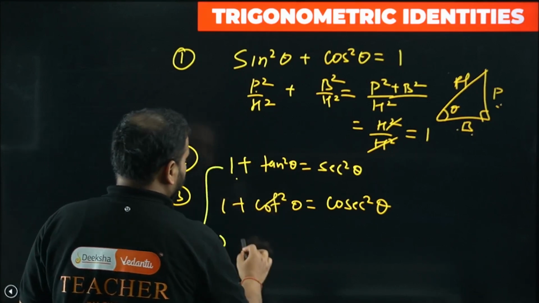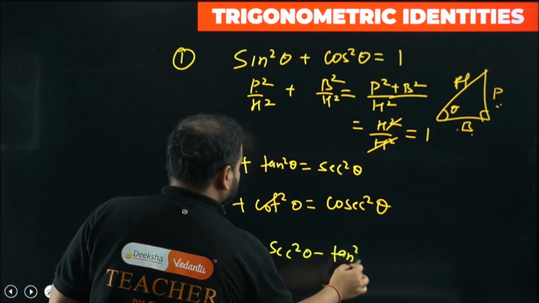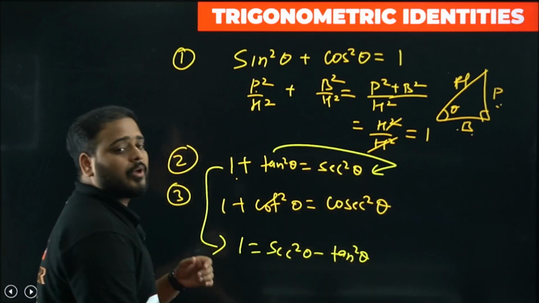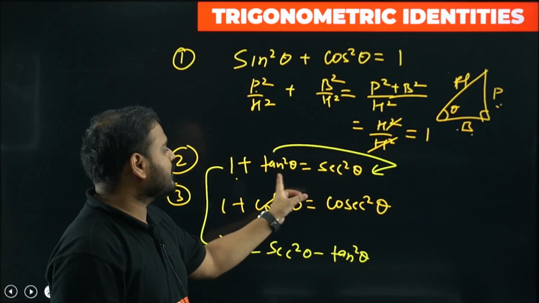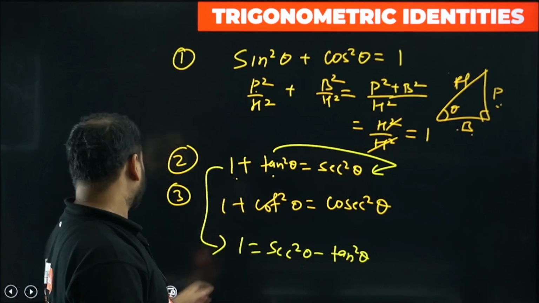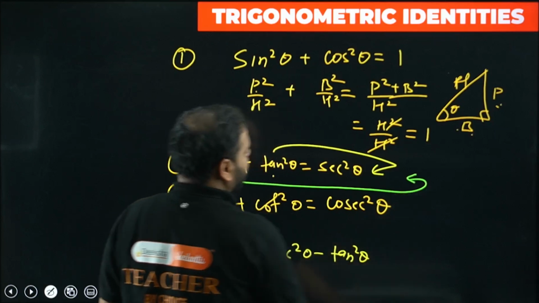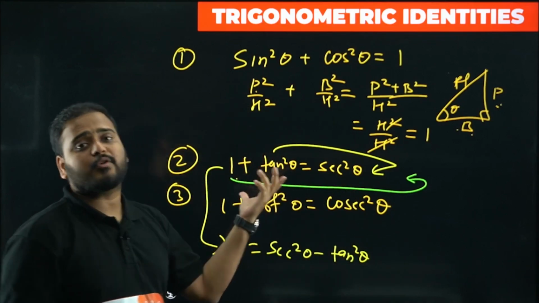You're going to take this as 1 equals sec square theta minus tan square theta. Correct, na? Bring this thing over here. Or they can ask you sec square minus 1 also. That will become simply tan square. If I move this 1 to this side, it will become sec square minus 1. If I keep the tan over here, it will become tan square equals sec square minus 1.